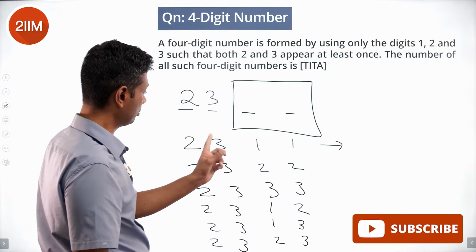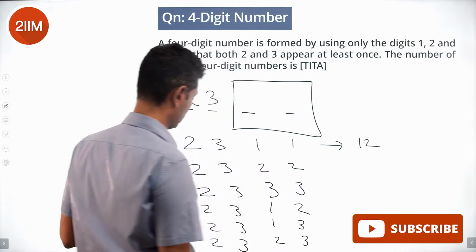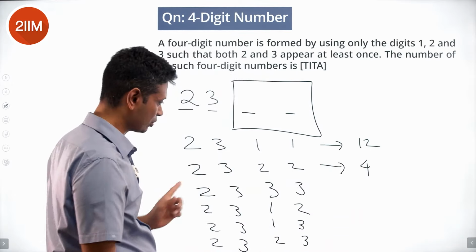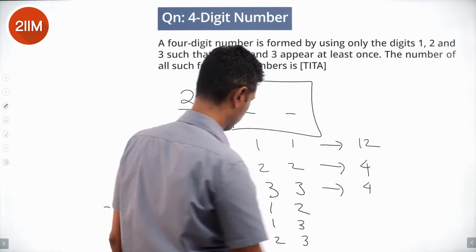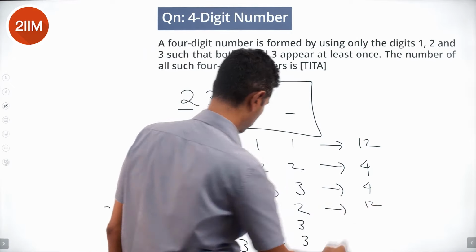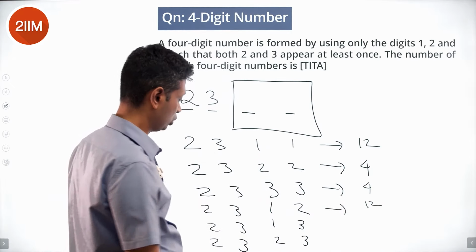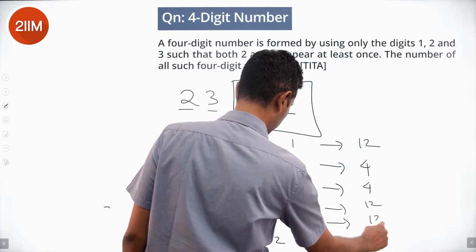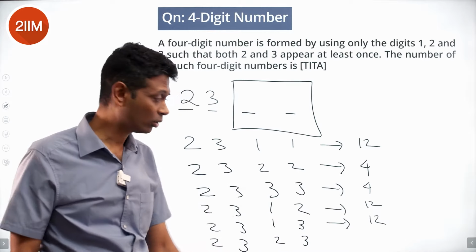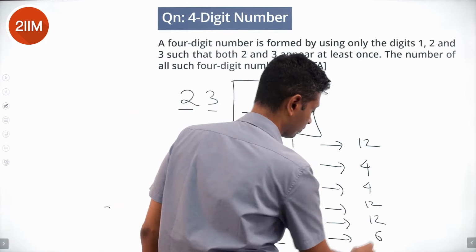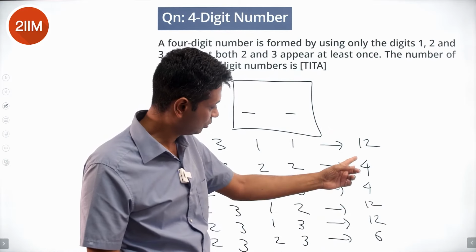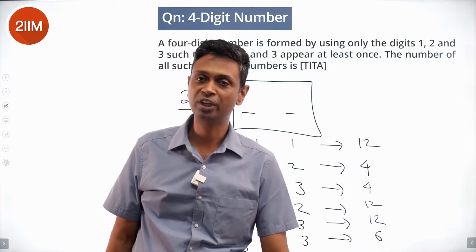Number of numbers possible. This is 4 factorial by 2 factorial, 12. This is 4 factorial by 3 factorial, 4. 4 factorial by 2 factorial, 12. 4 factorial by 2 factorial into 2 factorial, 2 factors in the denominator, 6. Add all of this up. That should be our answer. 12 plus 12 plus 12 is 36. 40, 44, 50. 50 totally.